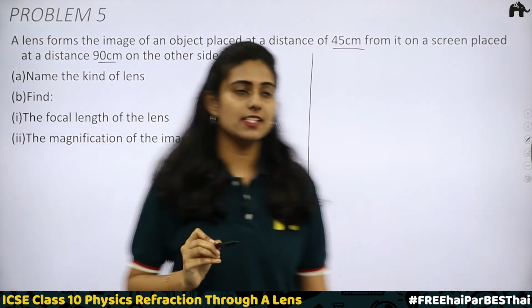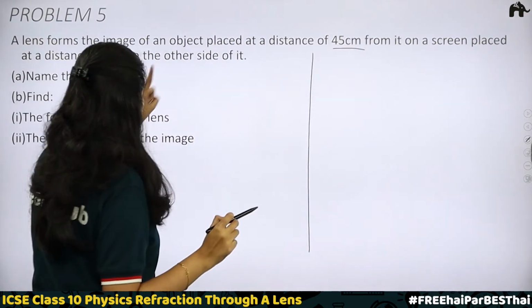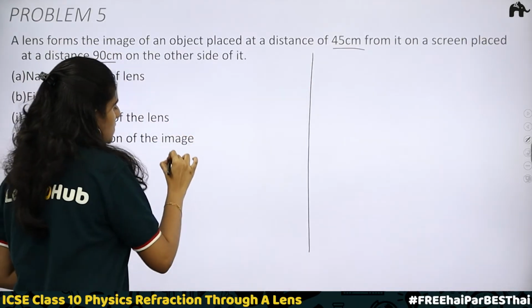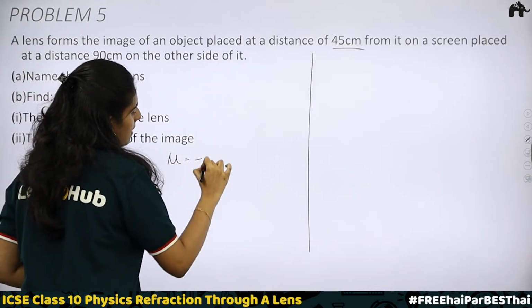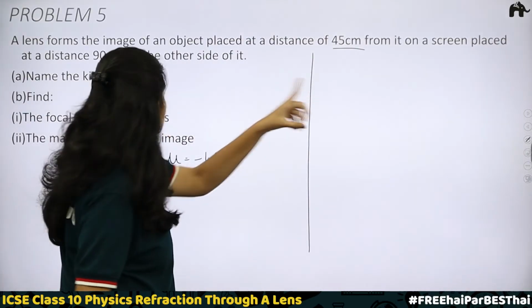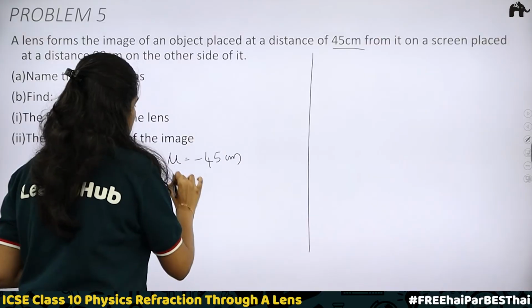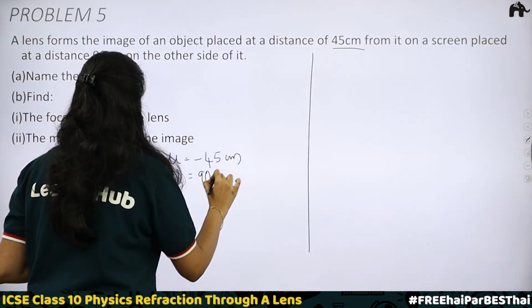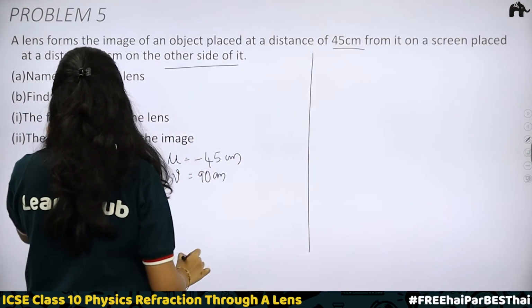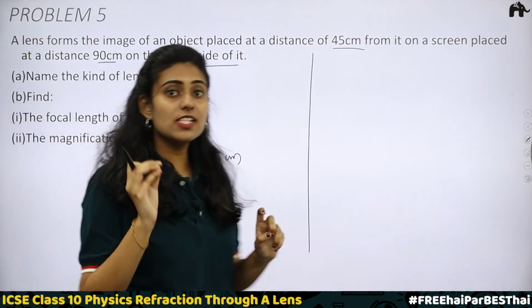Okay. Here what is given? A lens forms the image of an object placed at a distance of 45 cm. Object distance U is given, which is minus 45 centimeter. From it on a screen placed at a distance of 90 centimeter, V is equal to 90 centimeter, on the other side of it. So the first part of the question is we have to name which kind of lens it is.